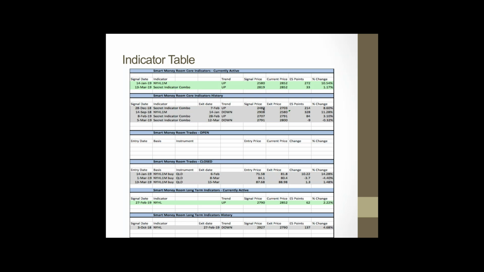The secret indicator combo is obviously very good. It is more sensitive though, so you are going to get whipsaws. For example, it turned down once already and then turned back up. But yeah, I look at a combination of all of them, but more importance to NYHL 1M right now.